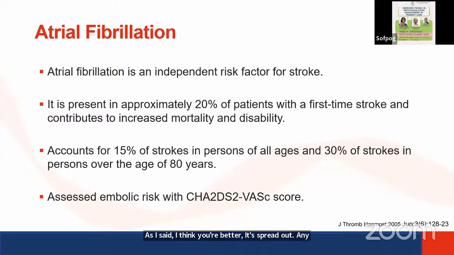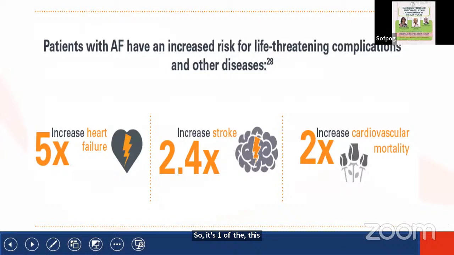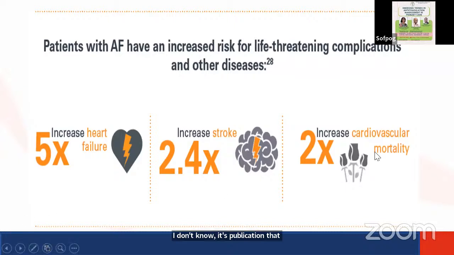Atrial fibrillation accounts for about 15% of strokes in persons of all ages, and 30% of strokes in persons more than 80 years. So atrial fibrillation is one of the debilitating complications of stroke. It's always important that you assess the risk of stroke in your atrial fibrillation patient, whether it's paroxysmal, permanent, or persistent, you have to assess the risk. Apart from stroke, there are other complications that you can also see in atrial fibrillation, such as cardiovascular mortality.